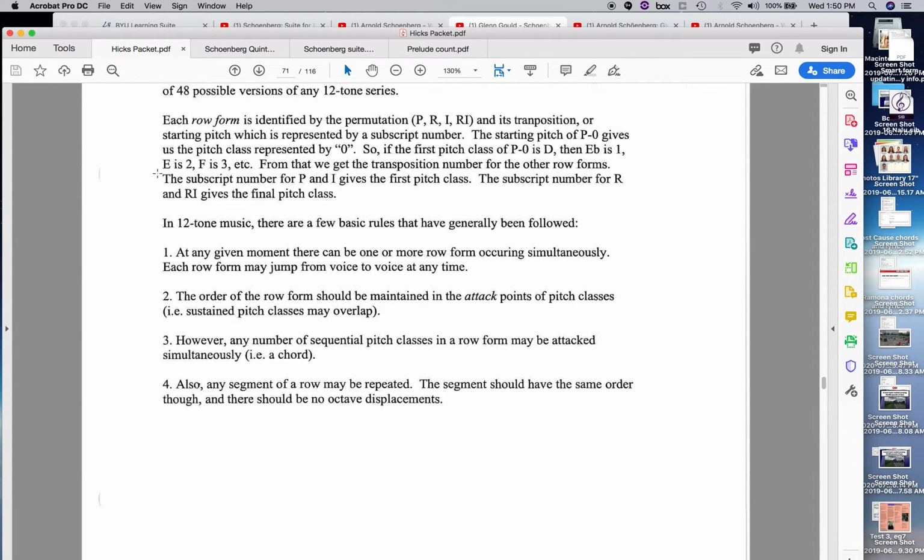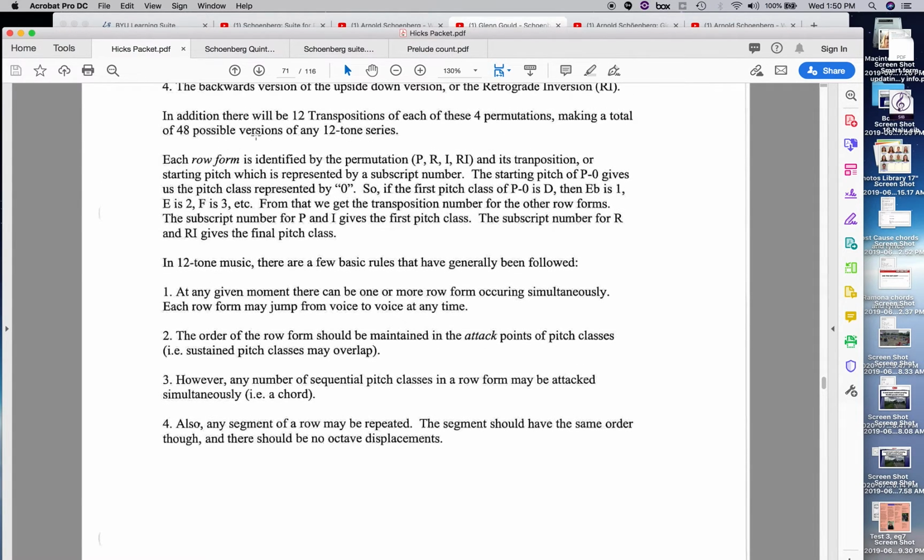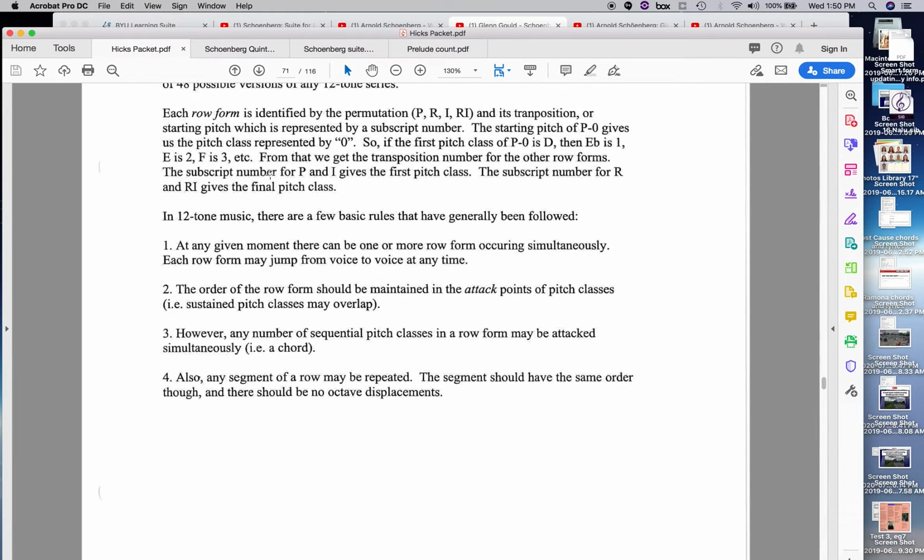Now, this is important here. I hope it wasn't confusing up here, but the subscript number, and look, I didn't use subscripts here, whatever. The number that comes after P, I, R, or RI gives the first pitch class for P and I, for prime and inversion. However, the subscript number for R and RI gives us the final pitch class of those row forms. Okay, so that's the difference in terms of counting. This will become more clear as we go on.